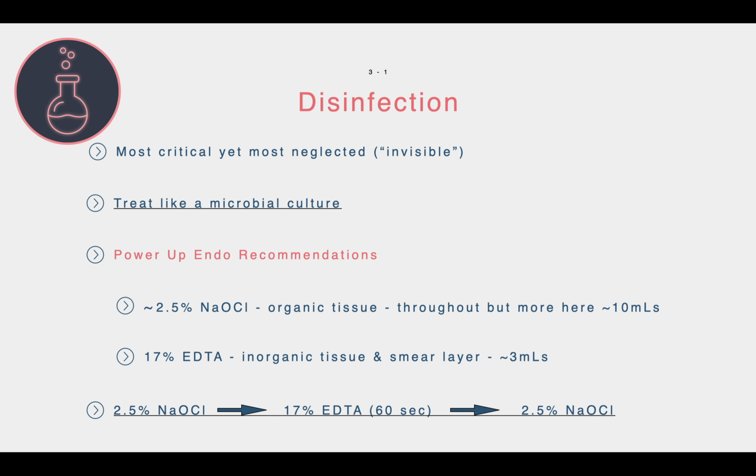So that's the sequence of irrigants in this phase, the very last phase before obturation. A little more sodium hypochlorite, draw out, 17% EDTA for 60 seconds, draw out, and then your last flush with a little more sodium hypochlorite, and then draw out. That's going to get you right to the obturation phase where we'd start with our paper points. But that's the protocol that I want you to utilize in all your endodontic cases.